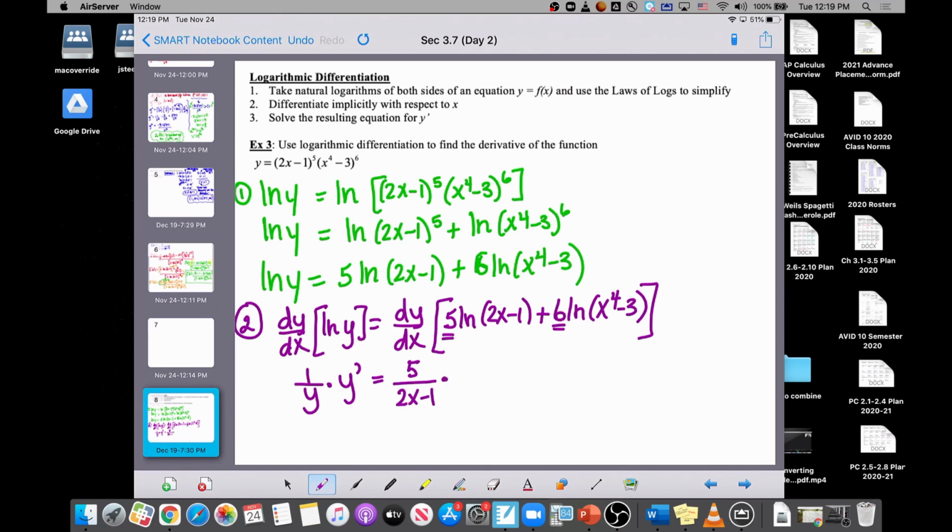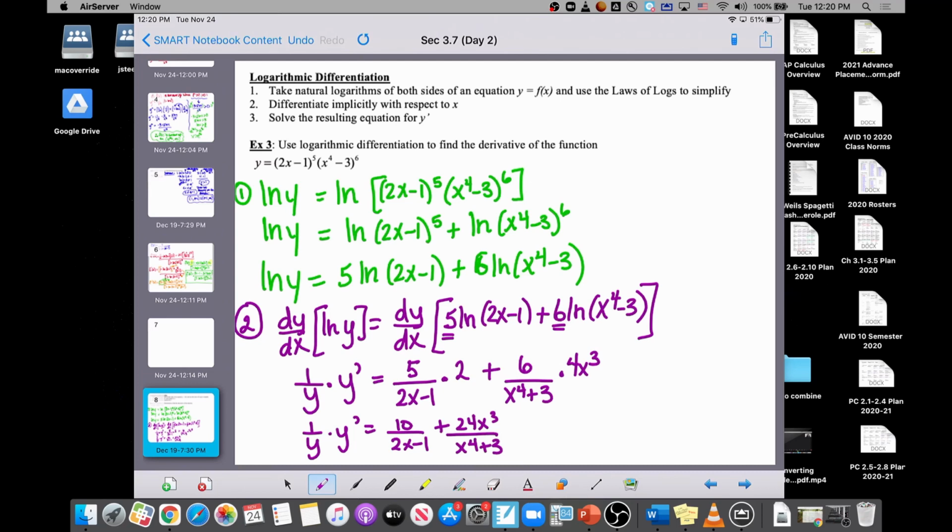Well, the derivative of 2x minus 1, that's just 2. Plus, over here, 6 times the natural log, so that's going to be 6 times 1 over the stuff, so x to the 4th plus 3, times the derivative of the stuff. Well, the derivative of x to the 4th plus 3 is just going to be 4x cubed. So now I have 1 over y times y prime is equal to 10 over 2x minus 1 plus 24x cubed over x to the 4th plus 3.